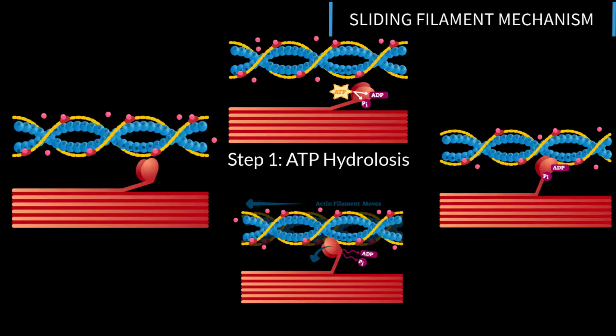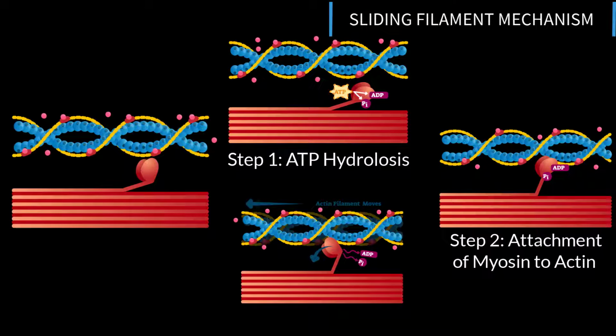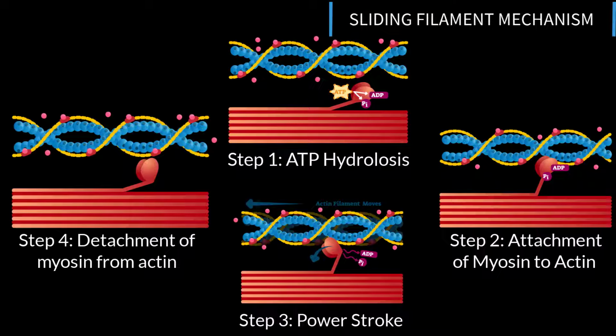The first step is ATP hydrolysis. The second, attachment of myosin to actin. The third step is known as the power stroke. And the fourth step, which is detachment of myosin from actin.